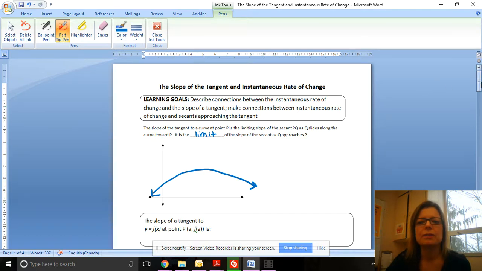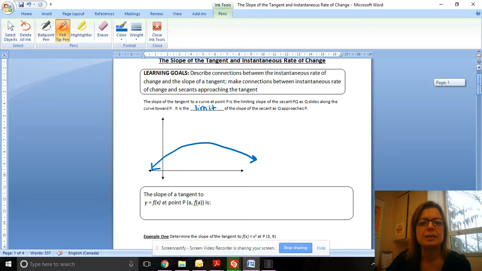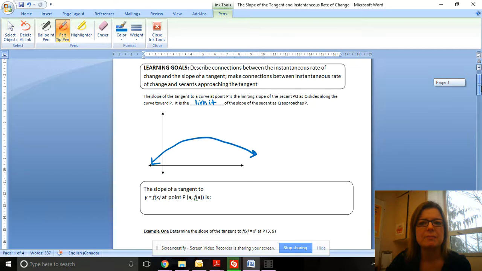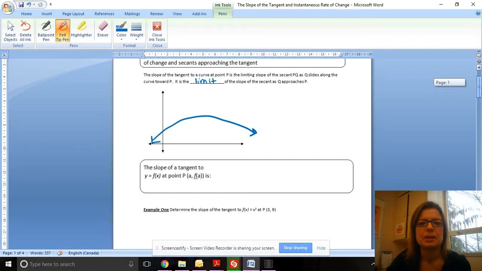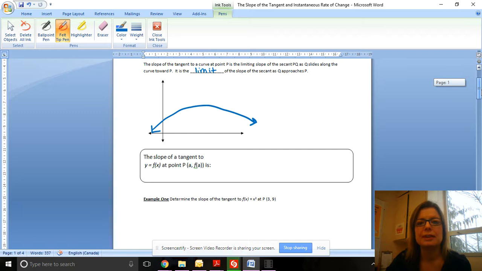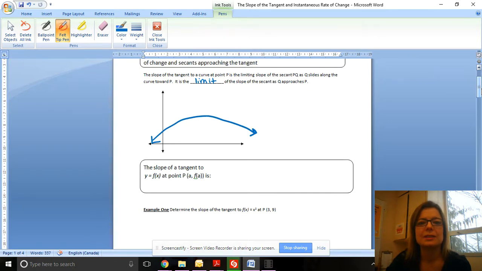By now, I think you've determined that we're going to describe the connections between the instantaneous rate of change and the slope of a tangent, and then make connections between that and secants approaching the tangent. We're going to be able to actually use limits now to do this, whereas in advanced functions, we were using estimations. The first bit of this will be a bit of a review, this graph, and then we get into the definition using a limit.